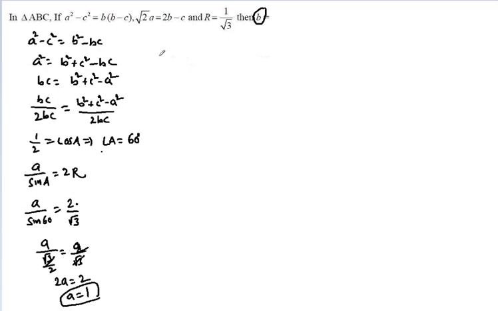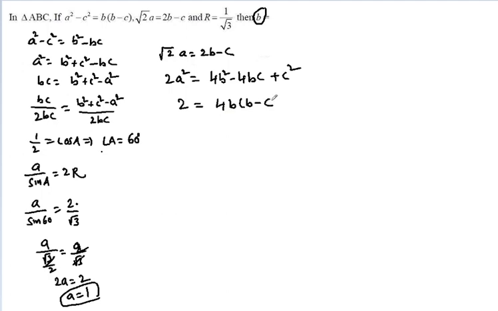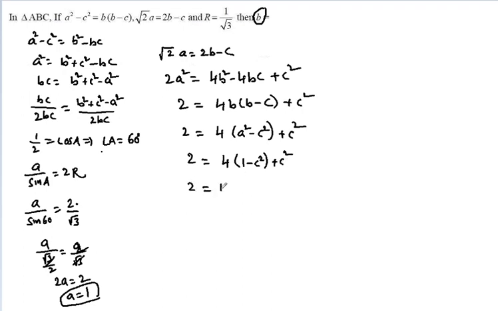Now the second given relation is root 2 a is equal to 2b minus c. Squaring on both sides, 2 a square is equal to 4 b square minus 4bc plus c square. So 2 a square, we know that a value is 1, that is 2 is equal to 4b common, that is b minus c, plus c square. We know this value b into b minus c from the equation a square minus c square, that is 4 into a square minus c square plus c square. So with a value 1, 2 is equal to 4 into 1 minus c square plus c square. So 2 is equal to 4 minus 4c square plus c square. That is 3c square is equal to 2. Therefore c square is equal to 2 by 3, c is equal to root over 2 by 3. This is the value of c.